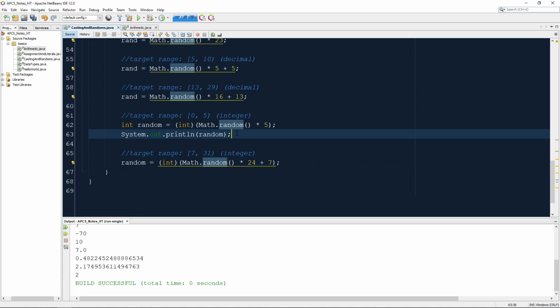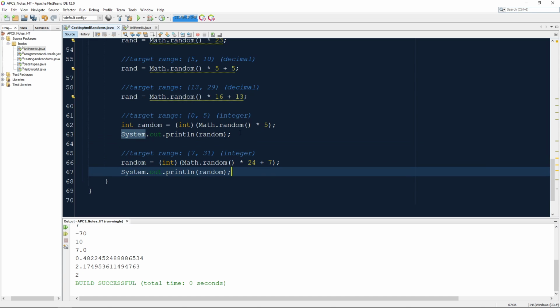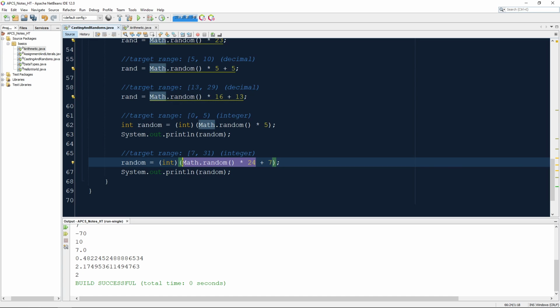And I'll go ahead and copy and print it as well, just so we can see it afterwards. Lower bound. Random gives us 0. 0 times 24 is 0, or 0.0 because it is a decimal. 0.0 plus 7 is 7.0. 7.0 cast to an int is 7. So we get our lower bound. Upper bound.